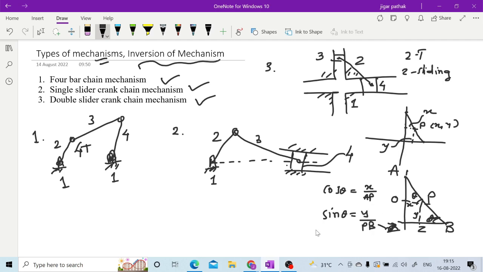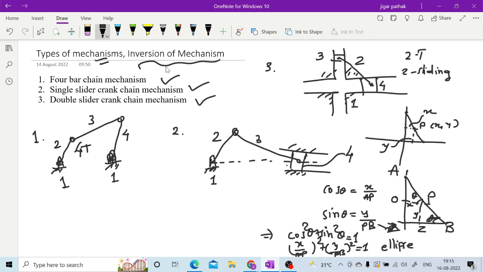So now if you take square and add them up, cos square theta plus sine square theta equal to 1, and for cos and sine you can take x upon AP and y upon PB. So (x upon AP) square plus (y upon PB) square will be 1. This is nothing but the equation of an ellipse. So this is generally used to traverse an ellipse, right? So this is how the double slider crank chain mechanism is used.